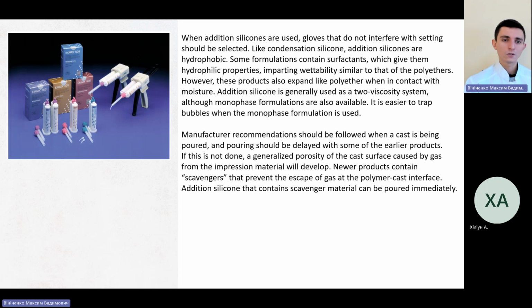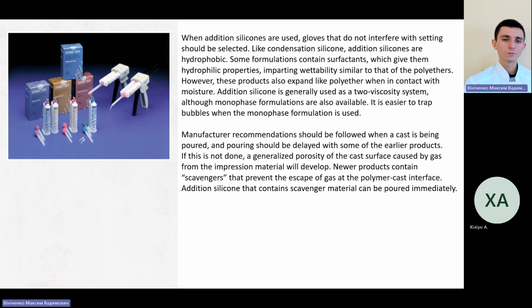Like condensation silicone, addition silicones are hydrophobic. Some formulations contain surfactants, which give them hydrophilic properties, imparting wettability similar to that of the polyethers. However, these products also expand like polyether when in contact with moisture. Addition silicone is generally used as a two-viscosity system, although monophase formulations are also available. It is easier to trap bubbles when the monophase formulation is used.